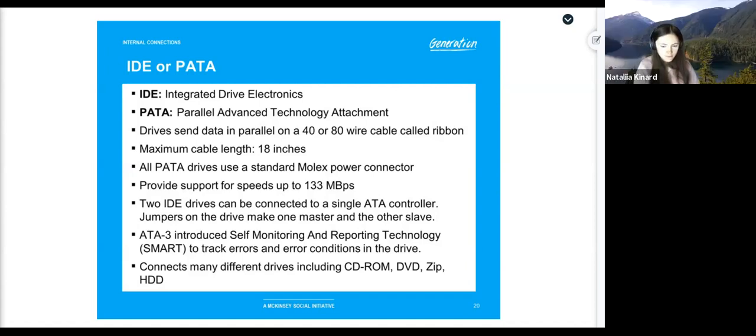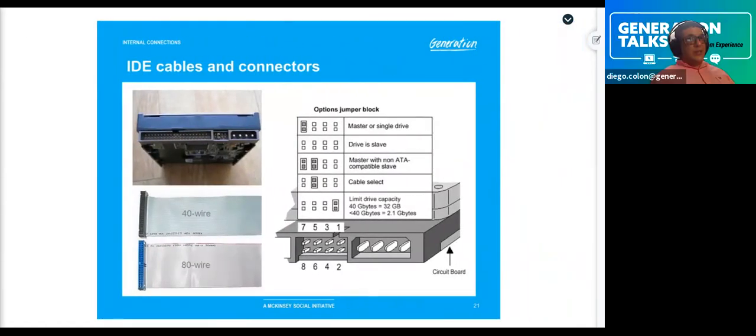Any other questions on this slide? Your IDE itself, you'll notice in the back it has several jumpers. Depending on the jumper you select, you can select if it's a master, if it's a slave, if it is limiting the size. Why would I want to limit the size to be less than 2 gigabytes on a drive?